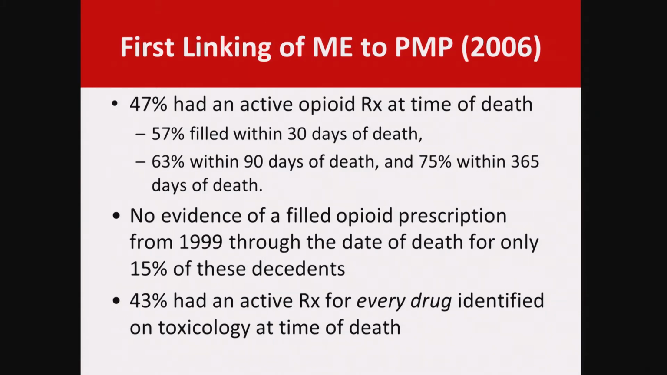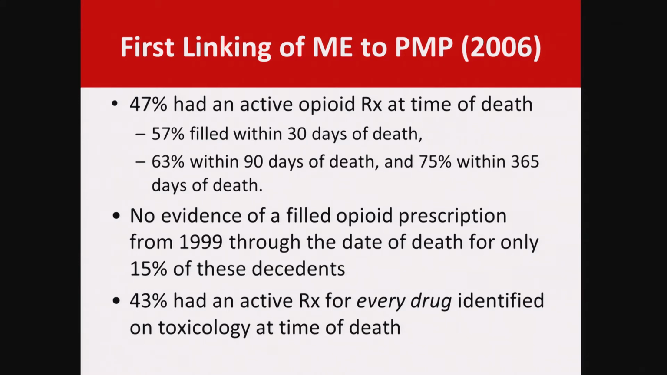So fall 2006, we did our first pretty rudimentary linking of controlled substance to medical examiner cases and determined that 47% of our decedents had an active prescription for an opioid medication at the time of death, which meant that if they were taking the medication as prescribed, it would have lasted from the date of fill through the date of death. And we were able to find no evidence of a filled prescription for only 15% of our drug-related decedents from 1999 through their date of death.